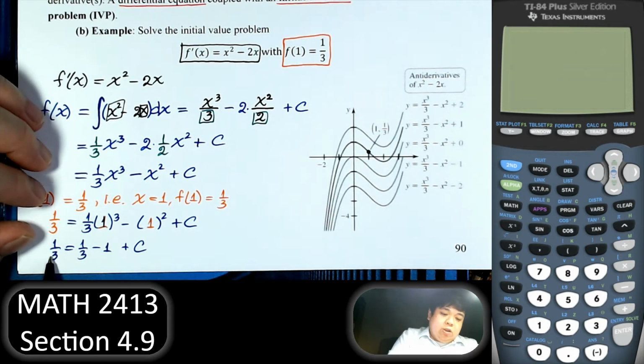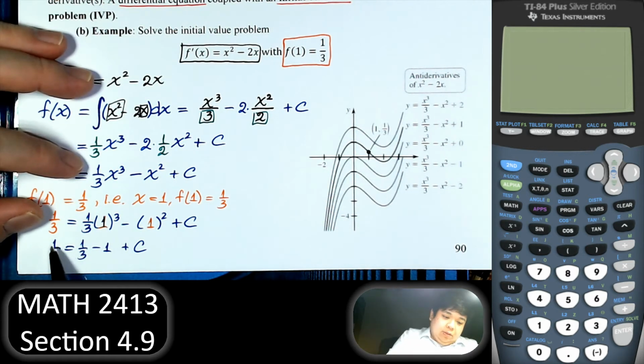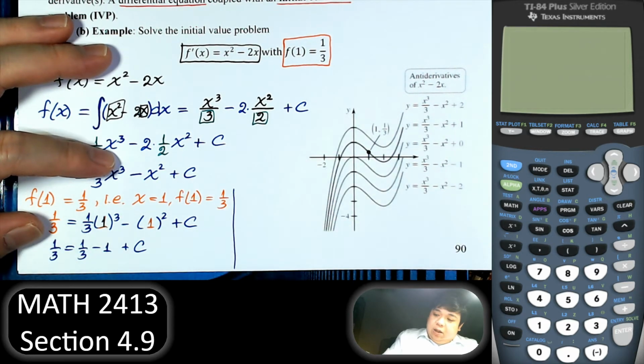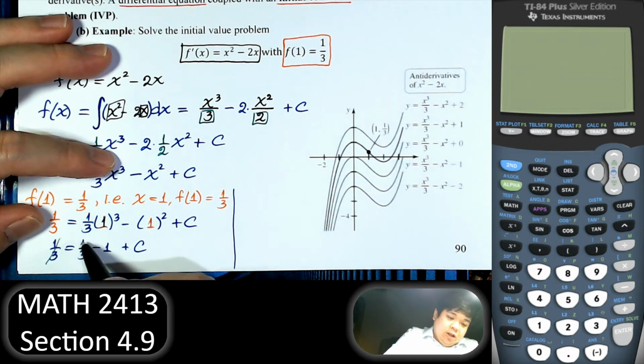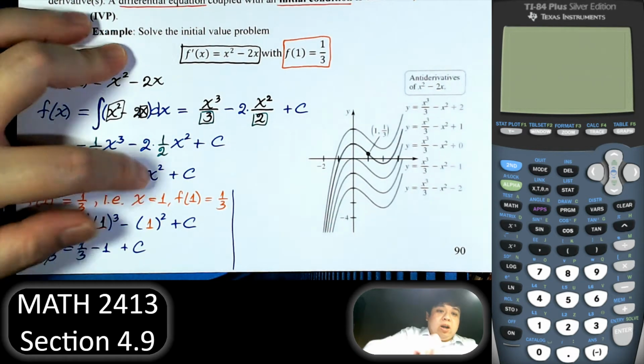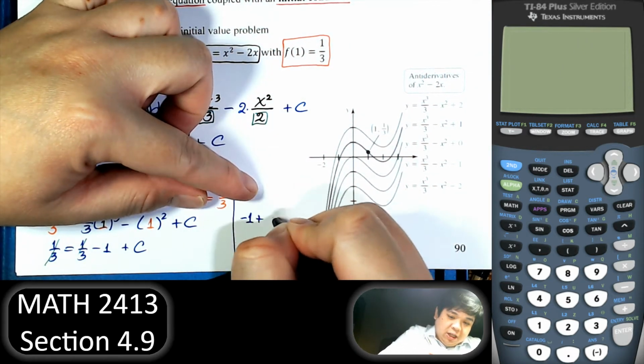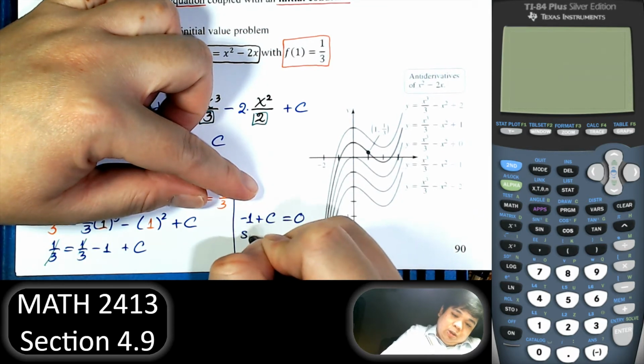Right, if we solve for c, we subtract 1/3 on both sides. Or we just cancel this on both sides. Minus 1 plus c equal to 0. So c is equal to 1.